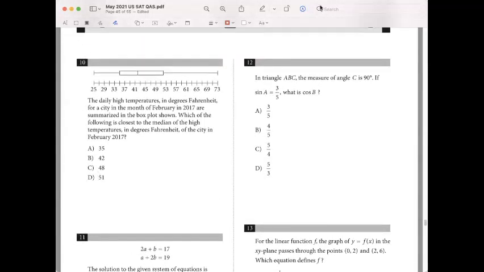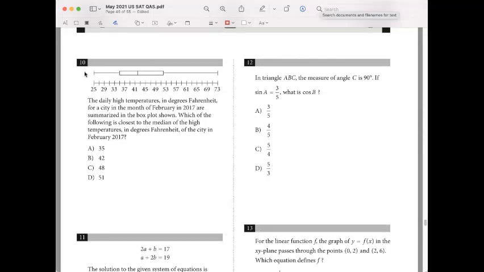Okay, question 10. The daily high temperatures in degrees Fahrenheit for a city in the month of February in 2017 are summarized in the box plot shown. Which of the following is closest to the median of the high temperatures of the city?